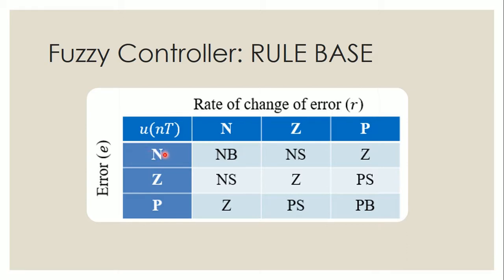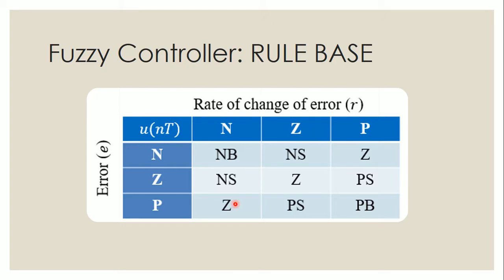This rule base table simply states that if error is negative and rate of change of error is also negative, then output must be negative big. If error is negative, rate of change of error is 0, then output must be negative small. If error is 0 and rate of change of error is 0, in that case the output must also be 0. So if we have three membership functions for one input and three for the other, we have 9 rules comprising negative big, negative small, 0, positive small, positive big, depending upon what sort of rule base you want to design.